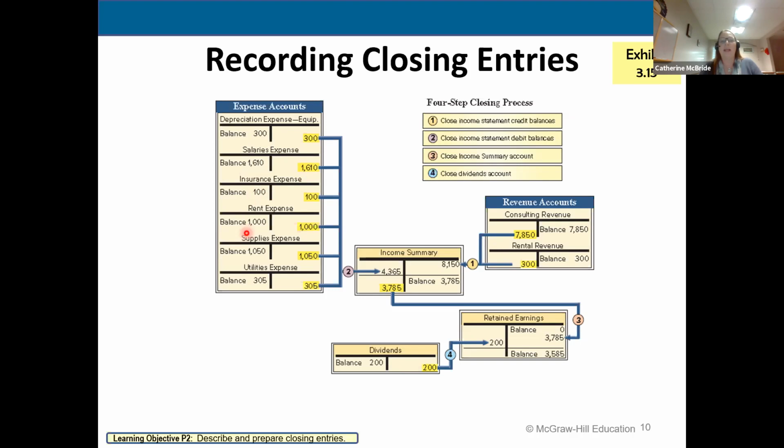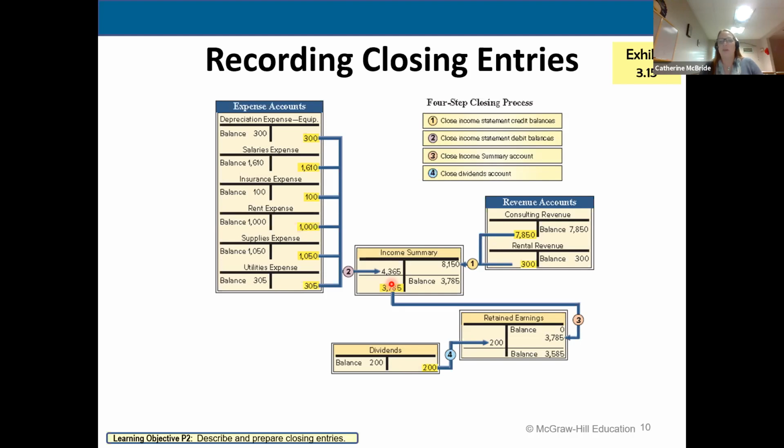So I'm going to credit each one of these accounts. My journal entry is going to have a credit to depreciation expense, one to salary expense, one to insurance expense, one to rent expense, one to supplies expense, one to utilities expense. And then we're going to add it all up. We're crediting these, and we're going to debit the income summary account.